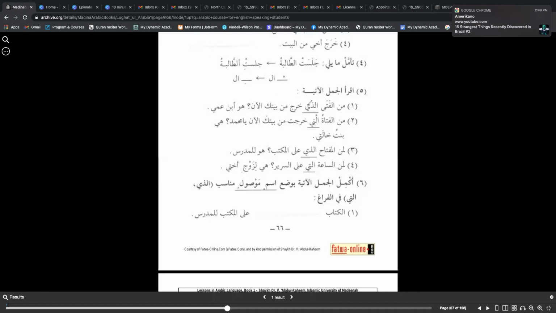So we know min usually looks like it has a kasra and a sukoon. But when it's followed by alif lam, let me erase this sukoon. It now gets, you open it up and put a fatha on it. And so it's minal, it goes straight to the lam. This becomes hamza to wasl. Minal fata.